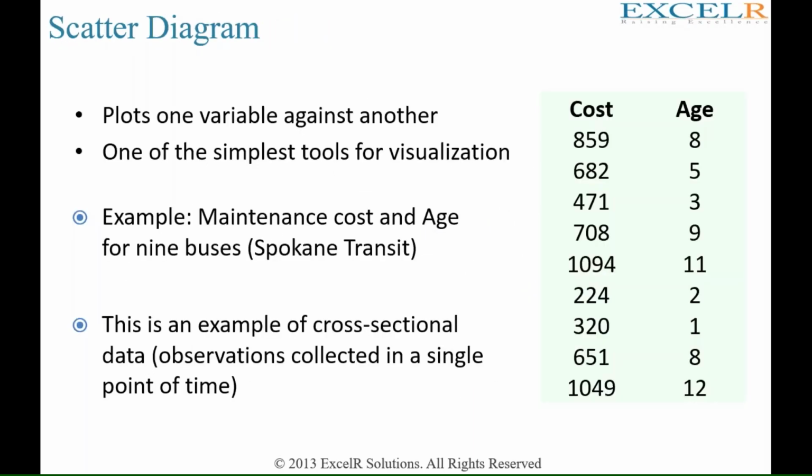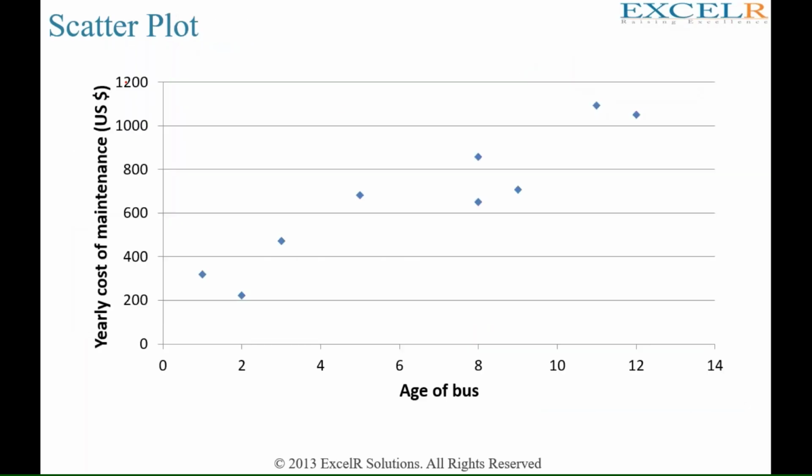When you have cross-sectional data, we have discussed yesterday that cross-sectional data is a data which is collected at a single point of time, and time series data is data which is collected based on time sequence. Given that context, the data that we have is cost of maintenance versus age of the bus. As your vehicles become old, the cost of maintenance would increase. That's given basically. And when you have that kind of cross-sectional data, we tend to use scatter plot.